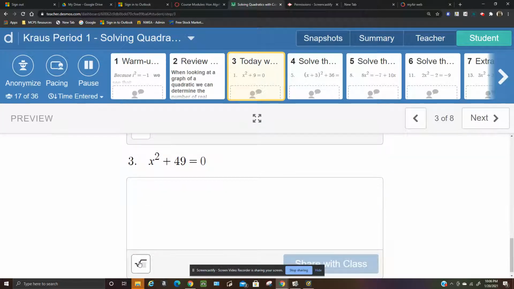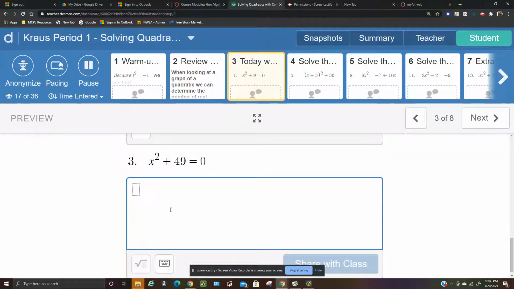And then the last one. Subtract 49 from both sides. Take the square root of both sides. Pull an I out.